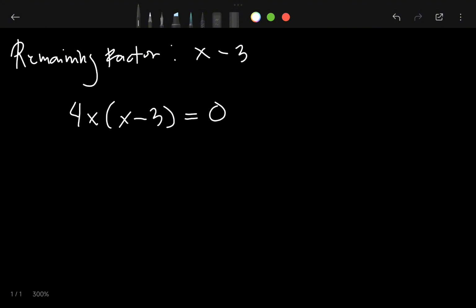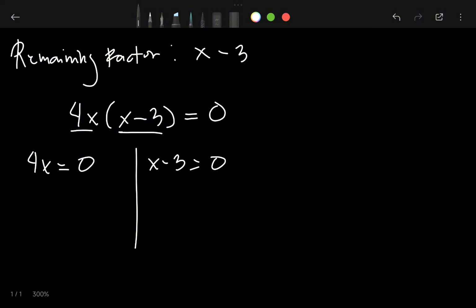Now, the next step, if you have already the factored form of your quadratic equation, is to equate both factors to 0. We have two factors here: 4x and x minus 3. Those are the two factors of your quadratic equation. Again, apply the zero product property. Equate both factors to 0. So you have 4x is equal to 0, followed by x minus 3 is equal to 0.